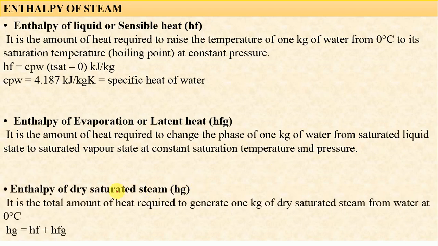And the enthalpy of dry saturated steam is the total amount of heat required to generate 1 kg of saturated steam from water at 0 degrees Celsius. This is denoted as Hg. So Hg is equal to Hf plus Hfg, which is the enthalpy of the dry saturated steam.